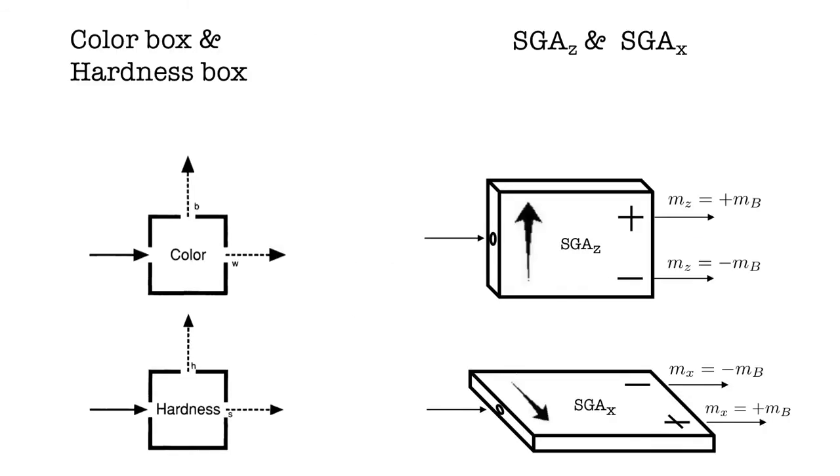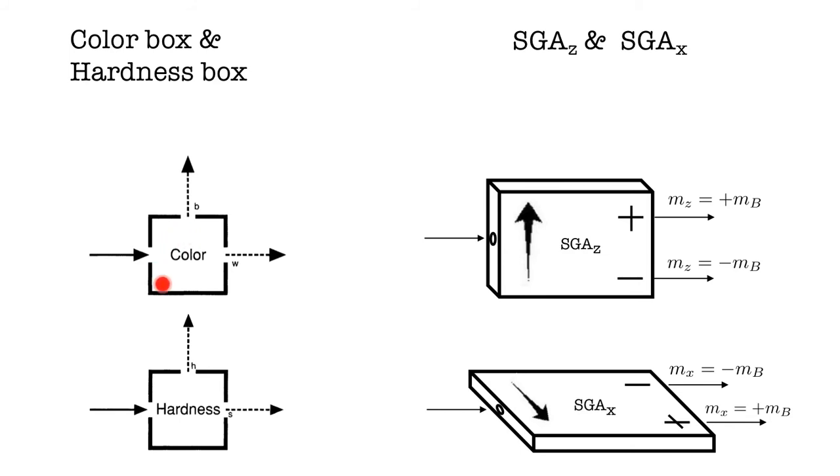And so we can now see a distinction between color hardness and Stern-Gerlach analyzers. Color and hardness, you can't make any adjustments to them. It's just a color box and a hardness box. But with the Stern-Gerlach analyzer, there's more than two options for the alignment. You could have it in the z direction, x direction, or any angle theta going from 0 to 360. And so we have more options for Stern-Gerlach analyzers than we do for color and hardness.